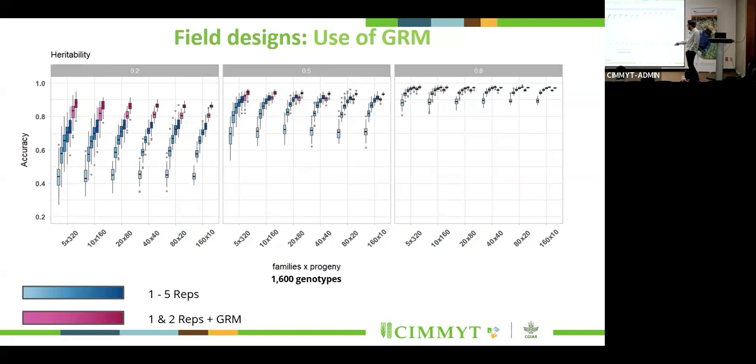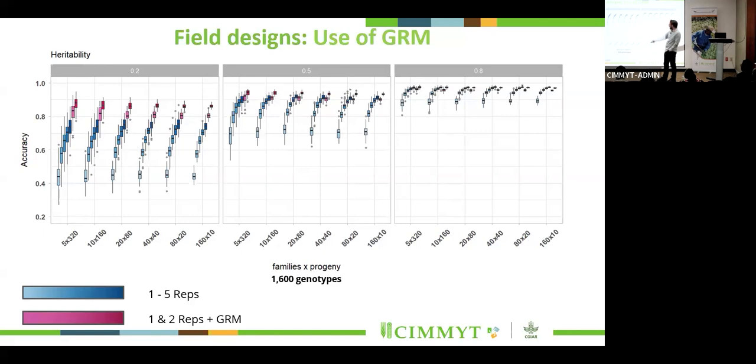But what happens when you use, so this is 1, 2, 3, 4, 5 reps in the trial, and this is 1 and 2 reps plus using the genomic relationship method. So in this worst case scenario of low heritability and few families, if you have 1 rep, 0.45 accuracy, you double your money, you plant a second rep in the field, you get a 0.58.